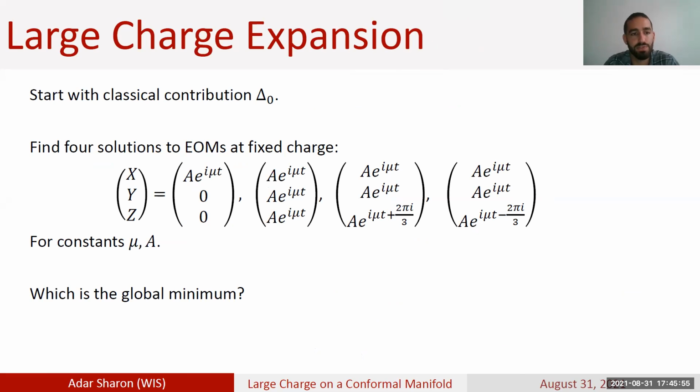But since we have 3 fields, we allow for much more complicated solutions to the equations of motion. So clearly the question is, which one of these saddle points is the dominant one, the global minimum? That one will dominate and will tell us which saddle we have to expand around. So we plug this back into the energy and we find which saddle point is the global minimum.